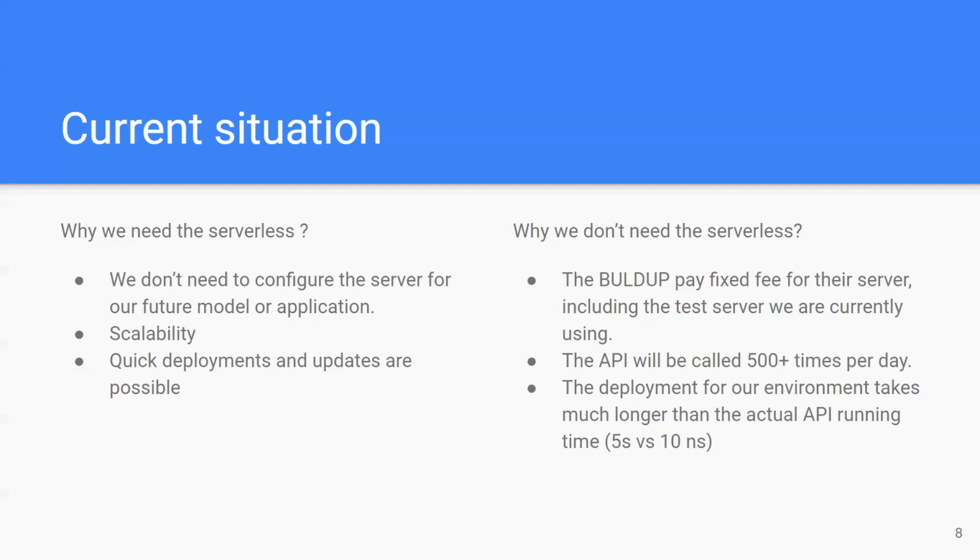Other than that, the model API will be called more than 500 times per day, and the deployment for the environment takes much longer than the actual API running time. For example, the deployment time may be up to 5 to 10 seconds, but the prediction function only needs about 10 nanoseconds to return the result. And then after that, the server will create the model and clean up everything. It will take much more time to set up and clean up than the API running.